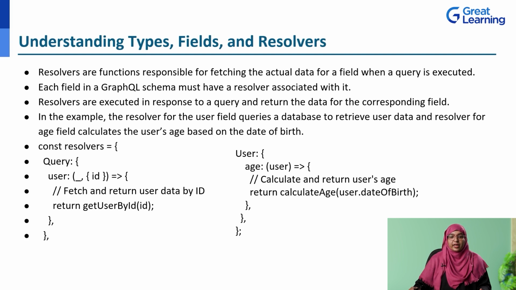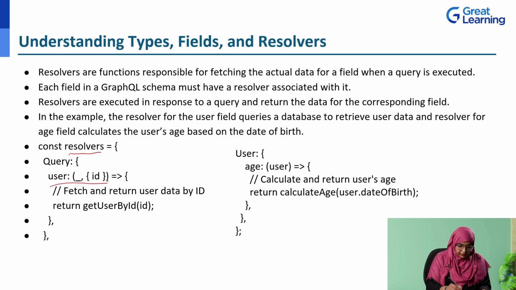Now each field in your GraphQL schema must have a resolver associated with it. So it's always better to have a resolver with each field in your GraphQL schema. Resolvers are executed in response to a query and return the data for the corresponding field. So you can say that resolvers execute like your queries, and then it will try to return the data based on your corresponding fields. Like here we have a resolver, we have a user field.